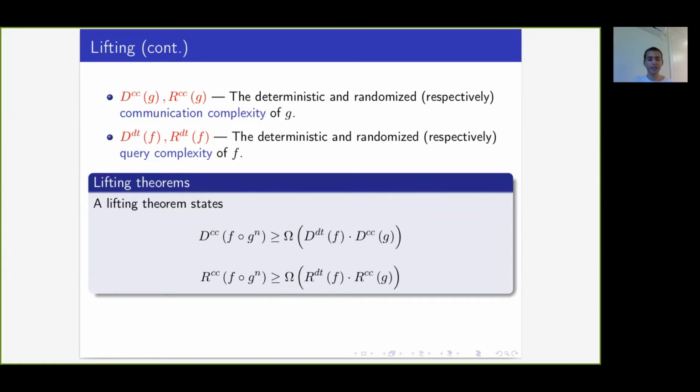As discussed earlier, lifting is a generalization of the direct sum question. Now, we can see that indeed, by letting f be the identity function, the claim of the lifting theorem is that the communication complexity of n copies of g is at least the query complexity of the identity, that is n, times the communication complexity of g, that is as in the direct sum question. The same goes for the XOR lemma. We note that there are other forms of lifting theorems, but in this work, we'll focus on this form.